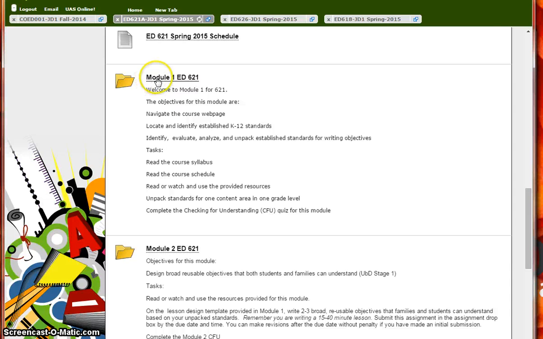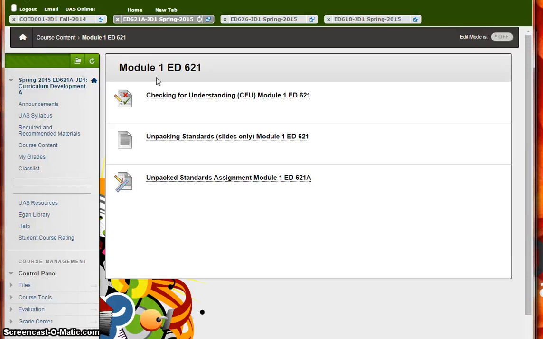So let's go ahead and see what's inside our module. There are 3 things for Module 1. There'll be more things in other modules as we go along, but this one's pretty straightforward. You have a checking for understanding, which is a short quiz. It's not graded. It doesn't count for or against you. It's an opportunity for you to check your own understanding. You could do it before you start the module to see what you already know, or as a preview, and you should certainly do it after you've finished the work in this module to check that you've understood everything properly.